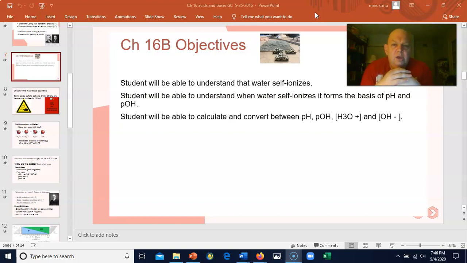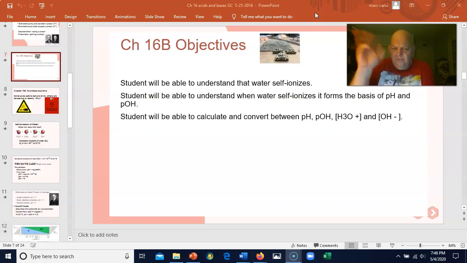But at this point now, we're on our second part, chapter 16b. And our objectives are you'll be able to understand that water self ionizes. Water will naturally come apart. What? Yeah, exactly. Now, you're going to be able to understand that when water self ionizes, it forms the bases of the pH and the pOH.